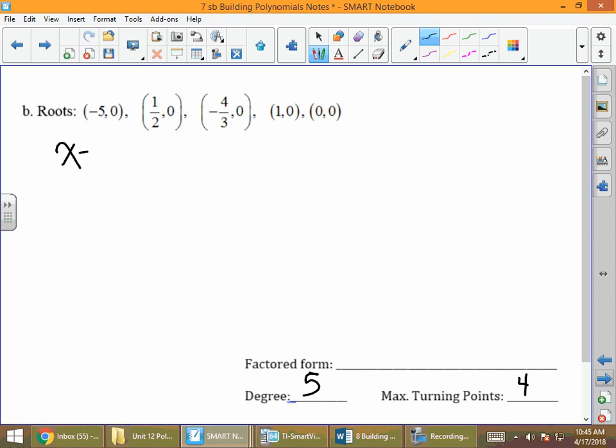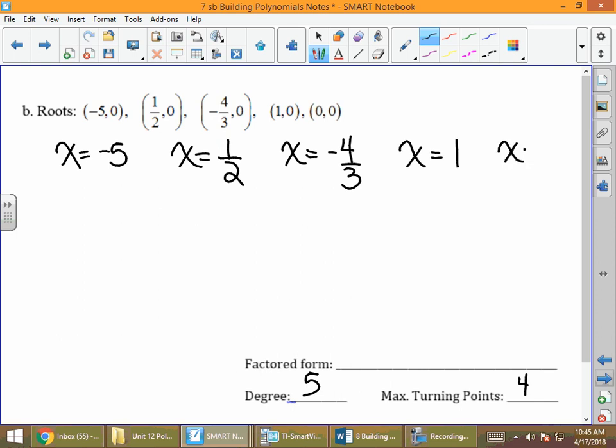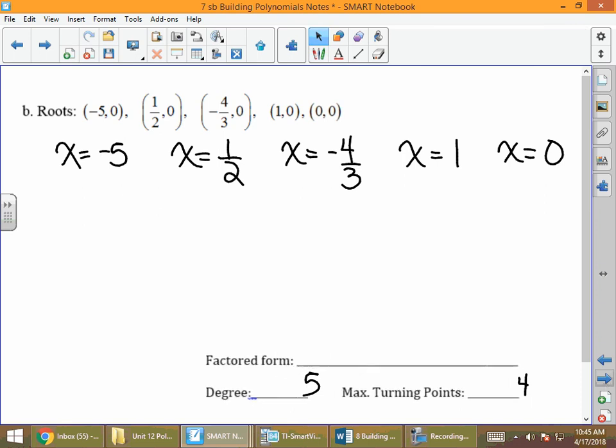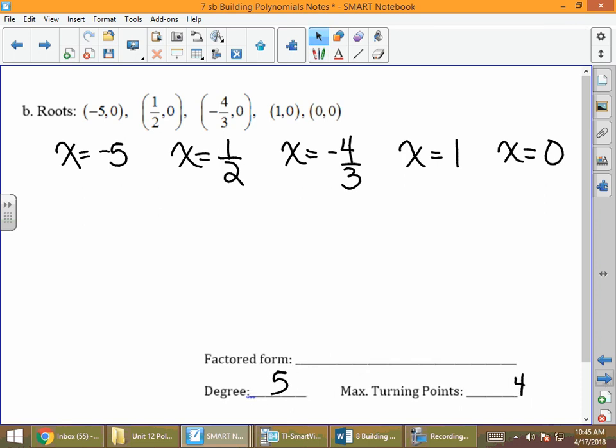And this is another format here of writing the answers or the zeros or the roots of the solution. This is simply x equals -5. X equals 1/2. X equals -4/3. X equals 1. And x equals 0. But now, we can put it back in factored form, but also, let me remind you, no fractions.